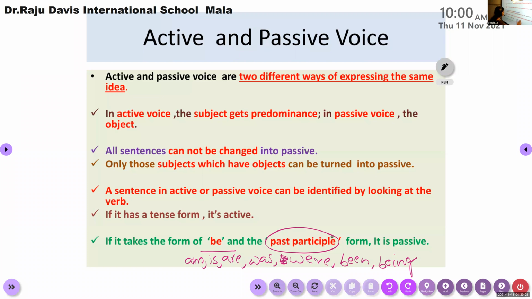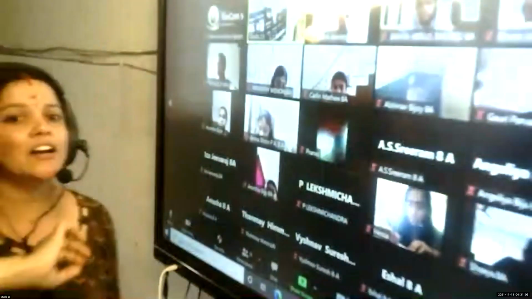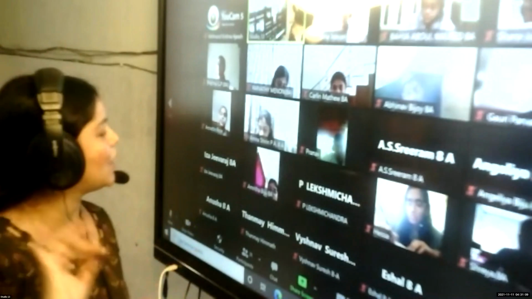As you all know, active and passive voice are two different ways of expressing one single idea without changing the meaning. Point number 2: in active voice, the subject gets predominance; in passive voice, the object gets predominance. As per the third point, children, we need an object at the end of an active voice sentence before changing it into passive voice. If there is no object, you are unable to change the sentence from active voice to passive voice. So you need an object in an active voice sentence before changing. Am I clear?